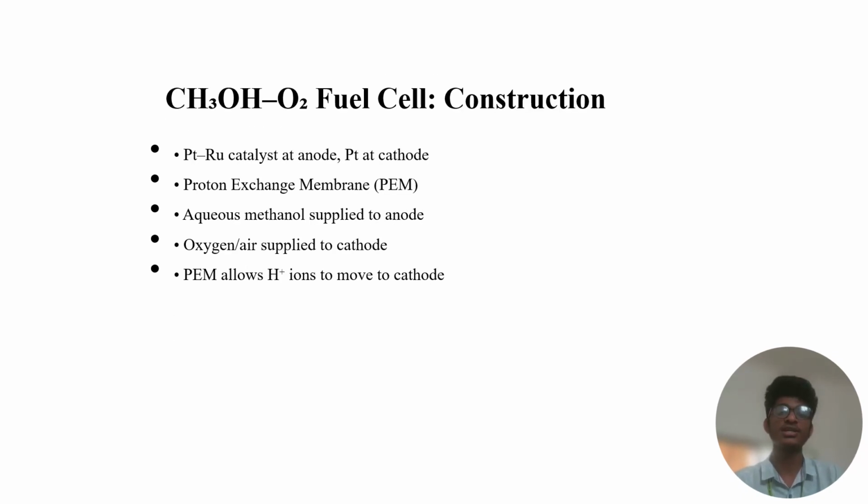Next, CH3OH O2 fuel cell construction. Platinum-ruthenium catalyst at the anode, platinum at the cathode. Proton exchange membrane, PEM. Aqueous methanol is supplied to the anode. Oxygen or air is supplied to the cathode. On the right side, methanol is supplied. On the left side, oxygen or air is supplied to the cell. The proton exchange membrane allows H plus ions to move to the cathode. We will see in the diagram.